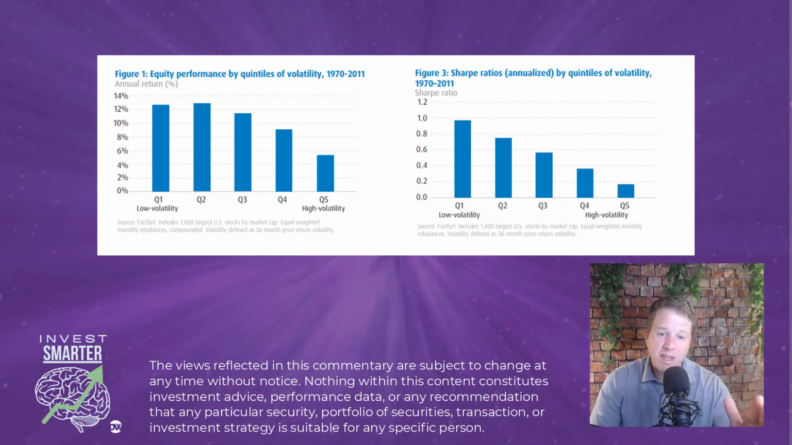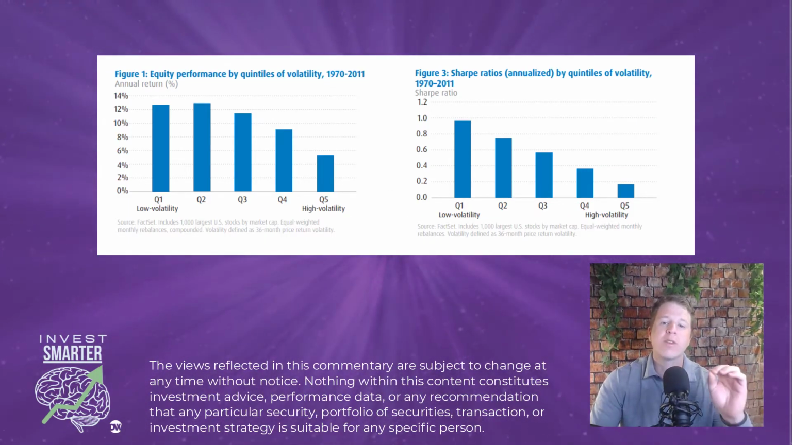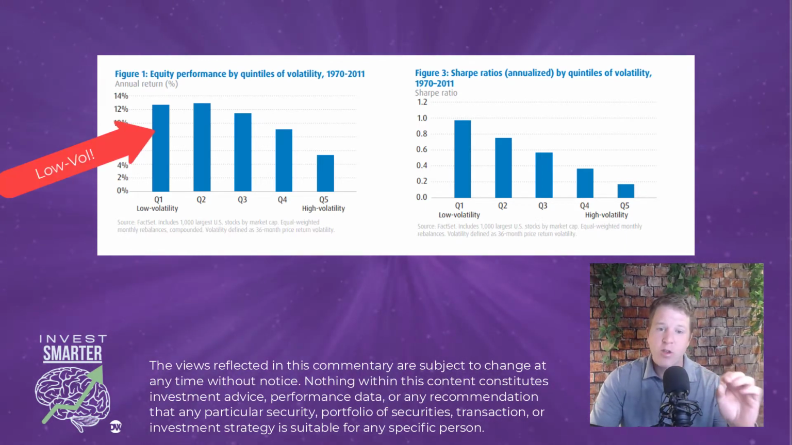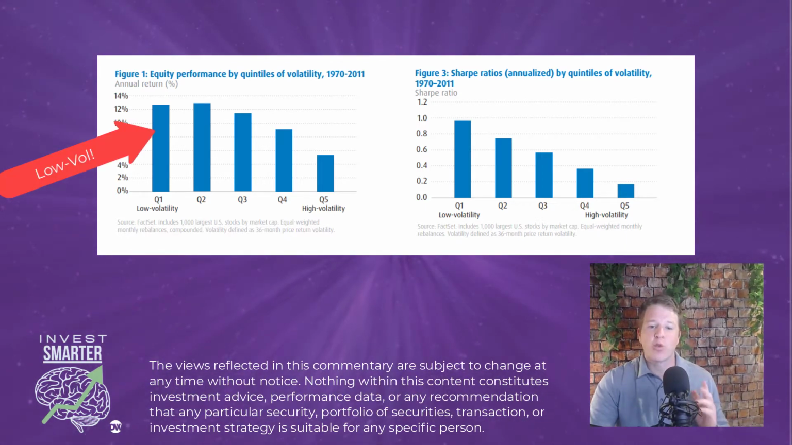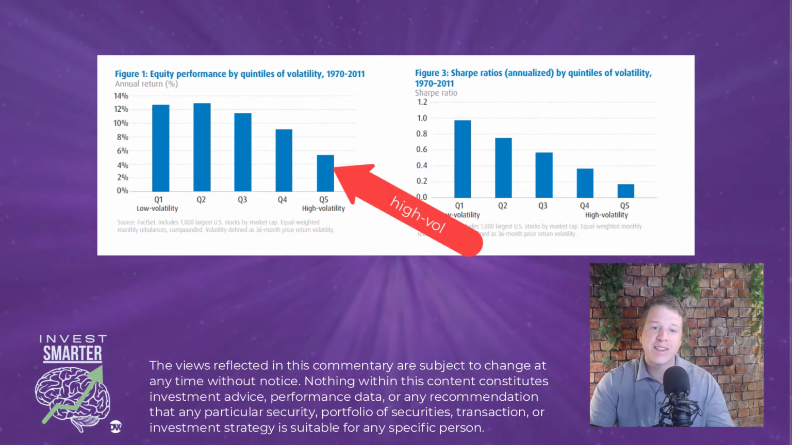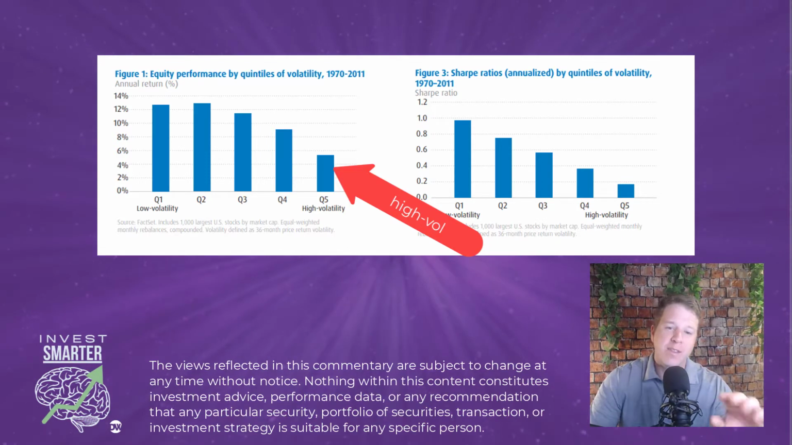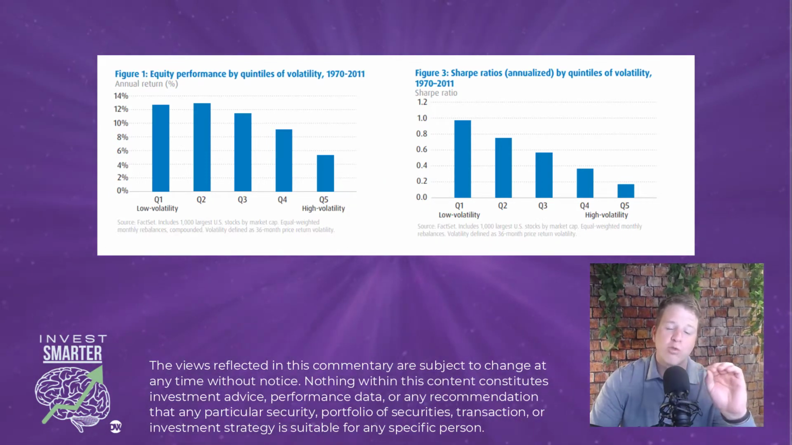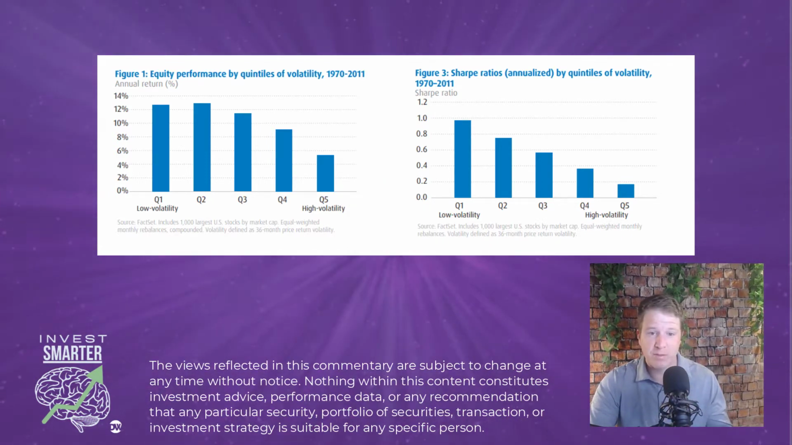Between 1970 and 2011, the lowest quintile of stocks ranked by volatility did over 12% annually, while the highest quintile, so the most volatile, did less than 6%. Just look at the chart. And the same story goes for Sharpe ratios, which is risk-adjusted return, which really makes it even better.